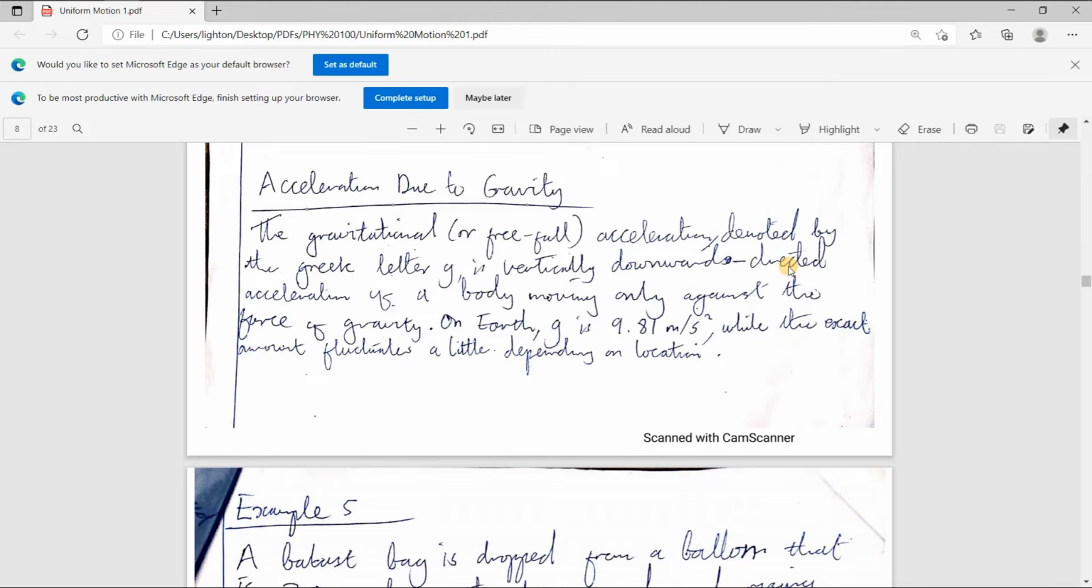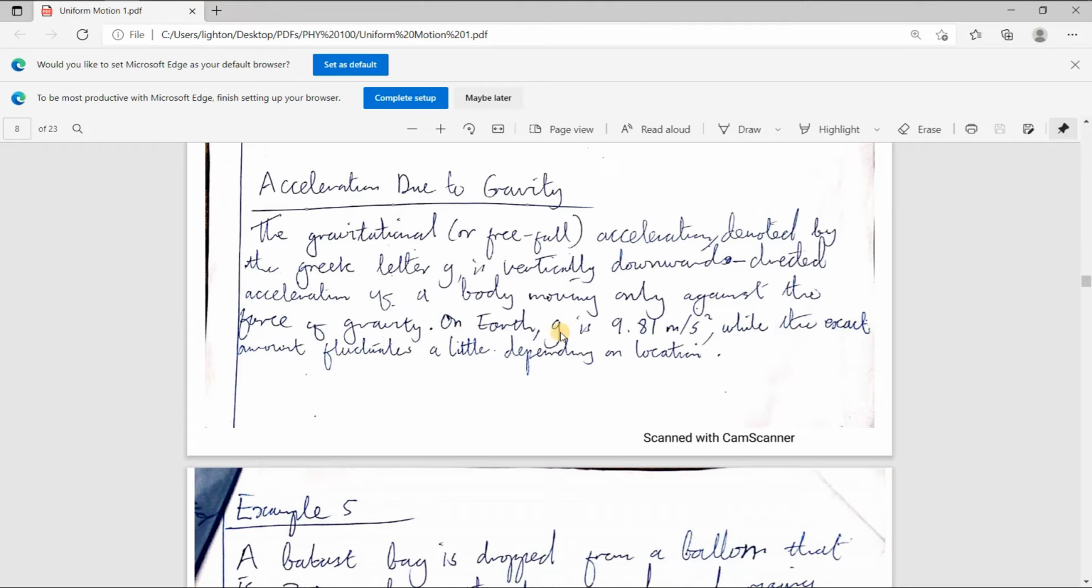Acceleration due to gravity is always directed vertically downwards. That's something you have to note. That's a key point. So this is vertically downwards directed acceleration of a body moving only against the force of gravity. The only force that acts on a particle moving vertically downwards freely is gravity. So on the Earth, g is 9.81 meters per second squared.